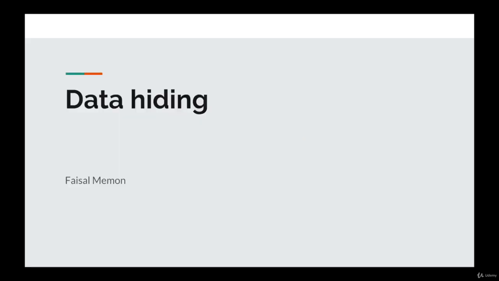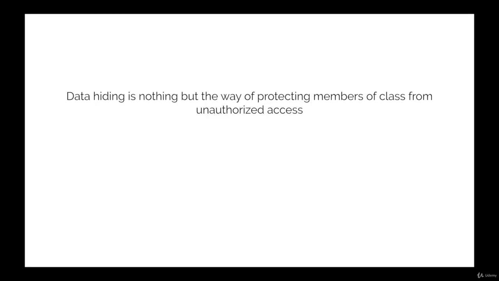So in this lecture we are going to understand what is data hiding in Java. So let's get started. So data hiding is nothing but the way of protecting members of class from unauthorized access. Okay, now what does that mean?